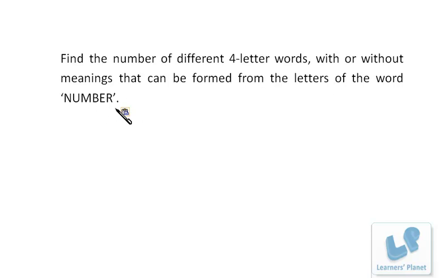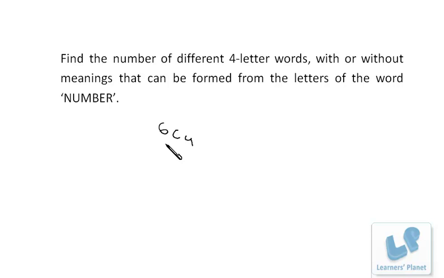So first of all, what we have to do, we have to make a selection, right? Only selection we are making in the first case. So to make a 4-letter word, we need 4 alphabets, right? So out of six alphabets, we are selecting 4. So we have done the selection of 4 alphabets out of 6, right?